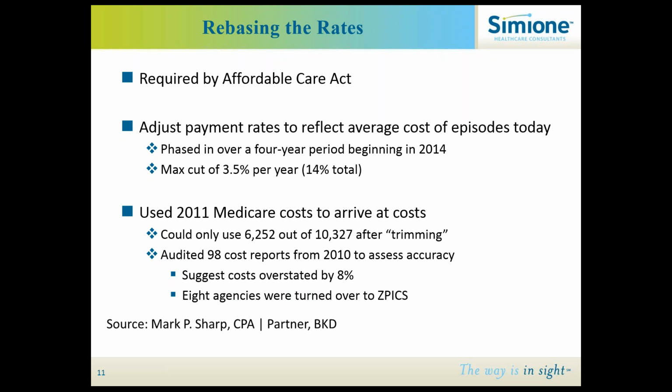Some of that, admittedly, providers got a little sloppy. If you use a credit card for expenses and don't separate personal and business expenses and document it, that's considered a non-allowable cost. But what I find more interesting is that 8 agencies were turned over to ZPICs, Zone Program Integrity Contractors, which are tasked with finding Medicare fraud. So think about this. 8 of 100 cost reports had something in them significant enough that the reviewer turned them over for investigation of Medicare fraud.